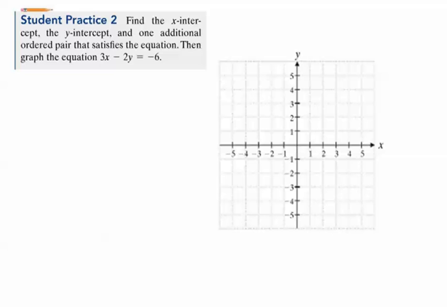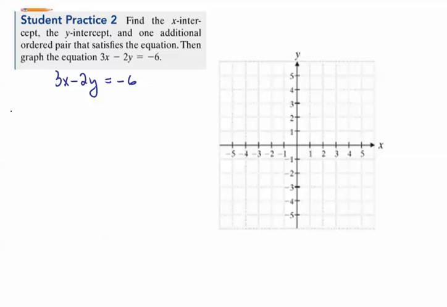Once again, if you think you understand how to do this at this point, just stop the video, work through the example, and then come back to the video and check to make sure you're getting this correct. Okay, so we have our equation, which is 3x minus 2y is equal to -6.